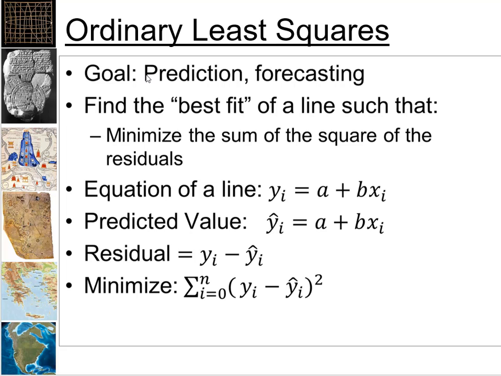Okay, so ordinary least squares. The goal here is, again, prediction and forecasting. We want to find the best fit of a line such that we minimize the sum of the square of the residuals. Okay, don't worry about that for a second.